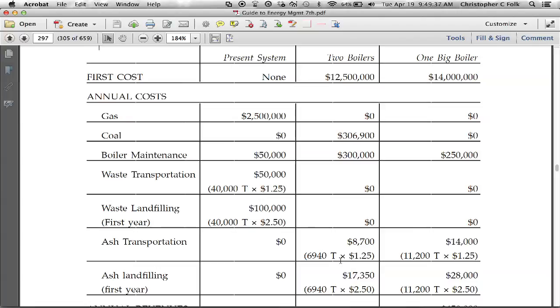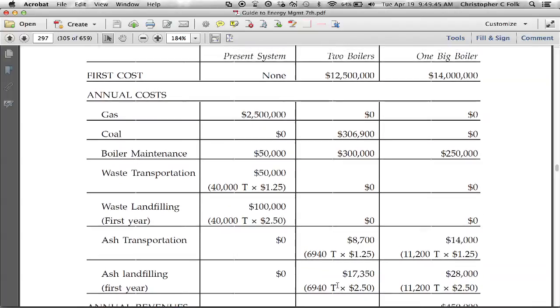And the same thing with the ash. We won't be burying 40,000 tons worth of waste, we'll be burying 6,940 tons. So we'll save a lot of money there. All right. I don't think they calculated, yes, they did. So that's all the ash, and that includes the coal ash.